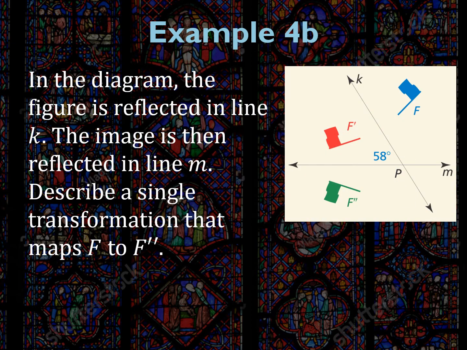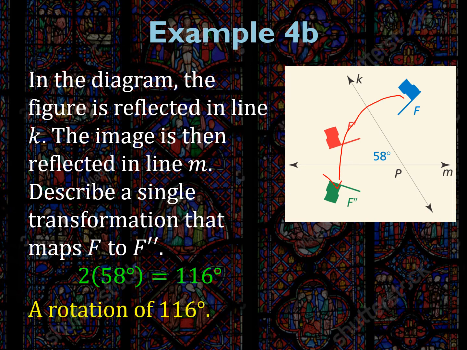Finally, 4b, in the diagram, the figure is reflected in line K and then reflected again in line M. Describe a single transformation that goes from F to F double prime. So the question is, how many degrees is this? It's 2 times the measure of the angle in between. So it's 2 times 58, or 116 degrees. It is a 116 degree rotation around point P.